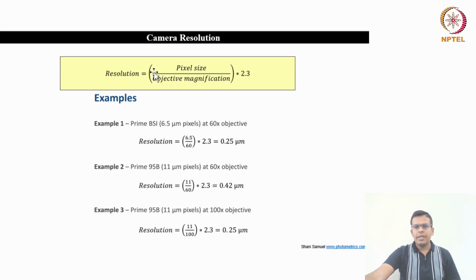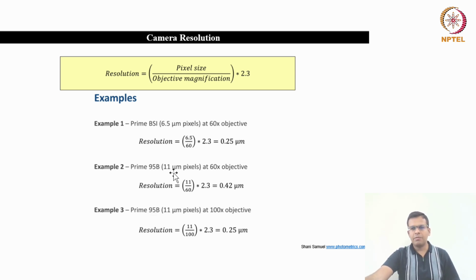So coming to the camera resolution. The camera resolution is given by this equation. It is the pixel size divided by the objective magnification multiplied by 2.3. There are three examples given for the currently used sCMOS cameras. There are two cameras, Prime BSI and Prime 95B. Those are the models of the camera, and this is also Prime 95B.